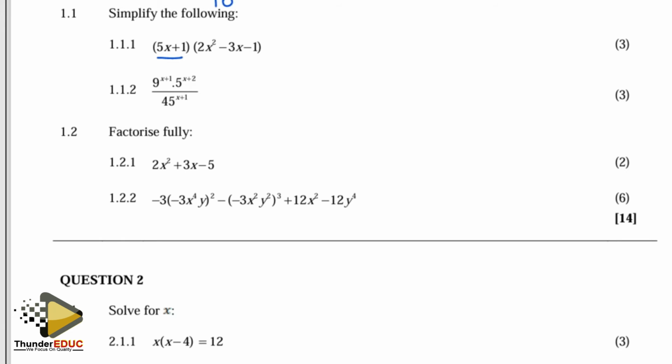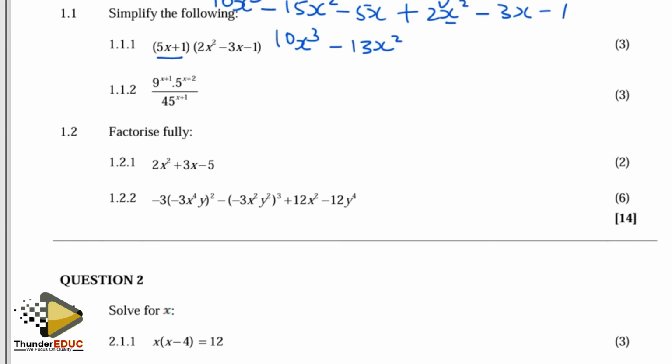I'll open this up. It's going to be 10x cubed minus 15x squared minus 5x. Open here, I'll have 2x squared minus 3x minus 1. I'll then collect the like terms. So 10x cubed is on its own, so I'll leave it there. This and this are together since they have x squared and x squared. So negative 15 plus 2 will give me negative 13x squared. Negative 5 minus 3 is negative 8x, and then minus 1. We don't have any like terms left, and that becomes our answer.